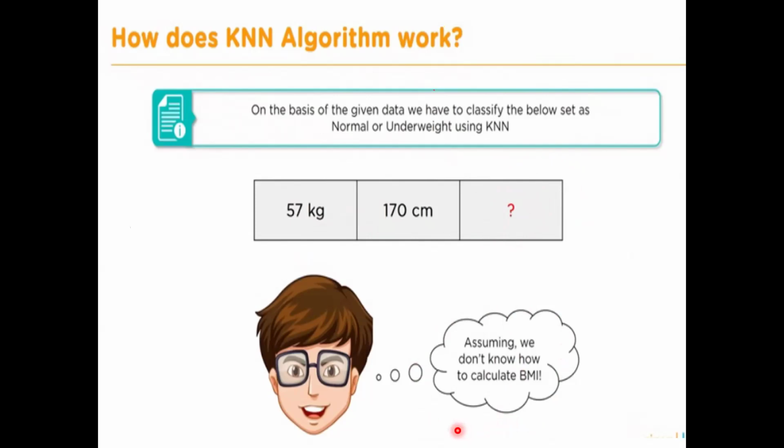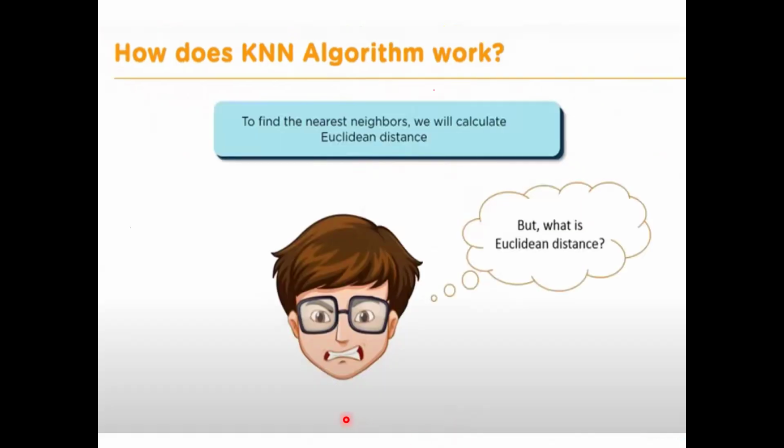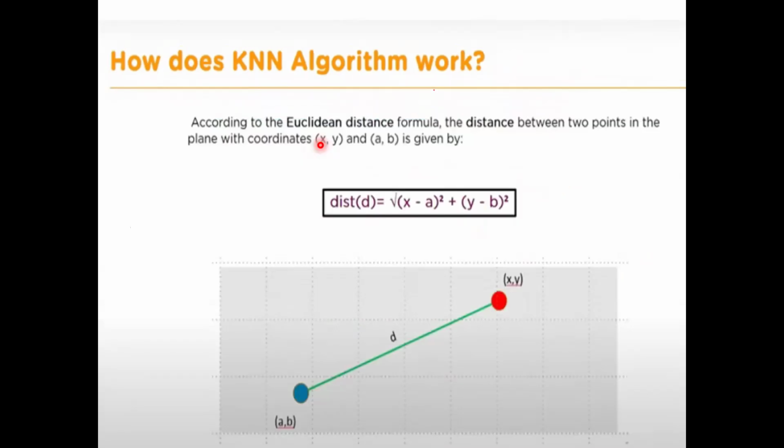So how am I going to address it? To find the nearest neighbors, we will calculate the Euclidean distance. As we know, Euclidean distance is used where we have different data plots on the data set, and it calculates the distance between two different points. But what is the Euclidean distance and what does it look like?